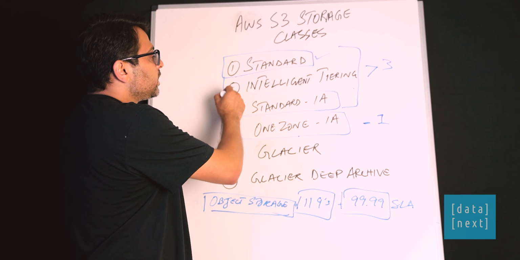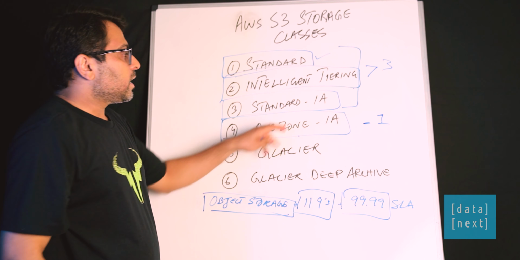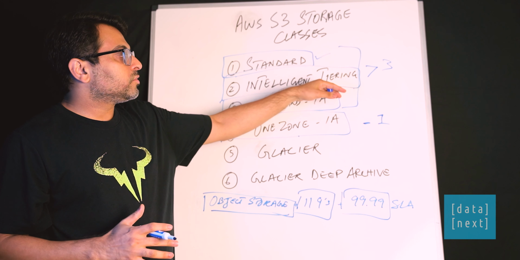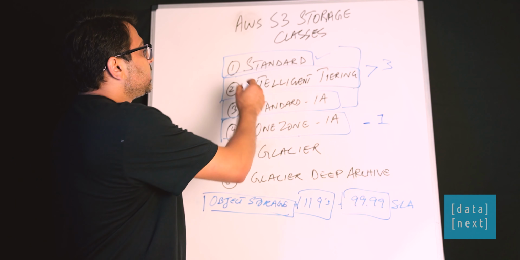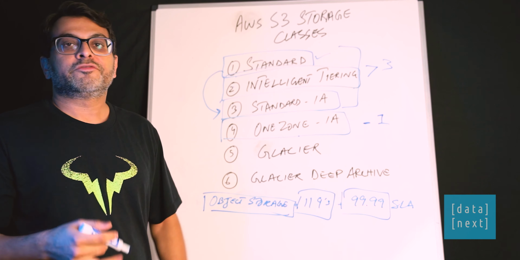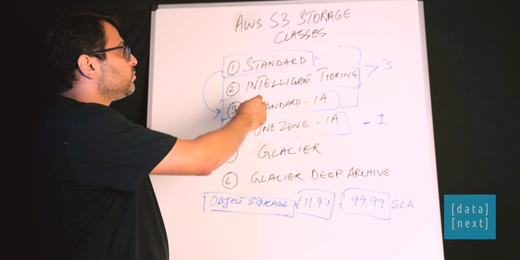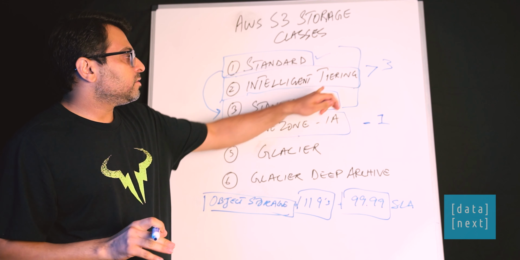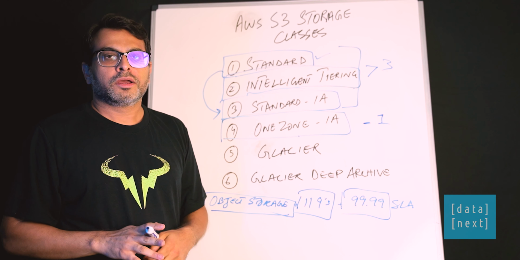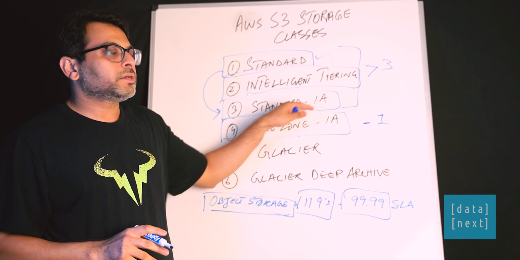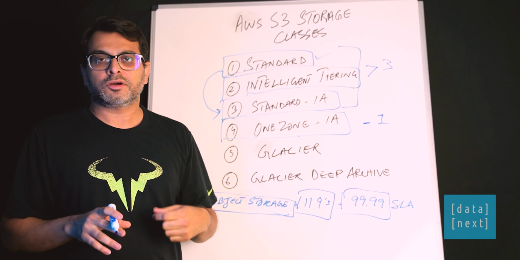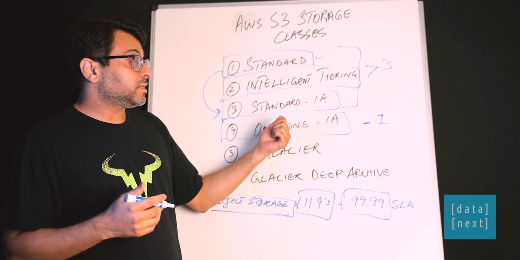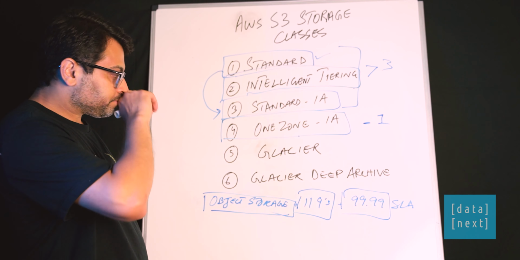Let's go back a little bit to Intelligent-Tiering. You can set rules so that after 30 days, the data automatically moves from Standard to Infrequent Access or something, which is machine learning logic that AWS provides. This is a relatively new tiering, which automatically monitors your activity on S3 and changes your storage class to a different one.